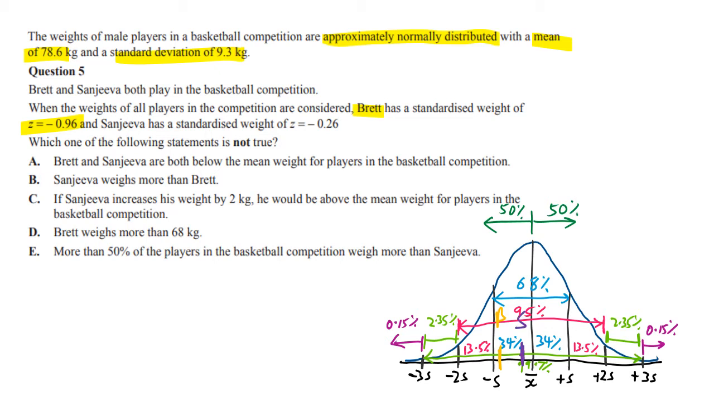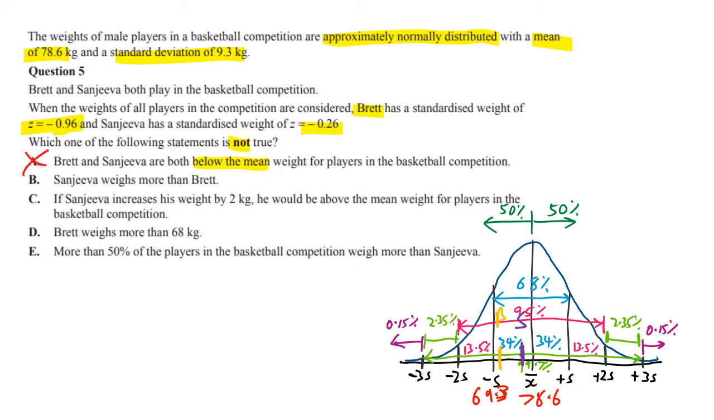And so we need to put some values just maybe on the mean, which we were told is 78.6. And then we're just going to take away one standard deviation, which is going to be 69.3. There we go. All right, now we're going to have the fun of working out which of the following statements is not true. So let's start with A. Brett and Sanjeeva are both below the mean. They've both got a negative Z score, so yes, that is true. So answer A is wrong.